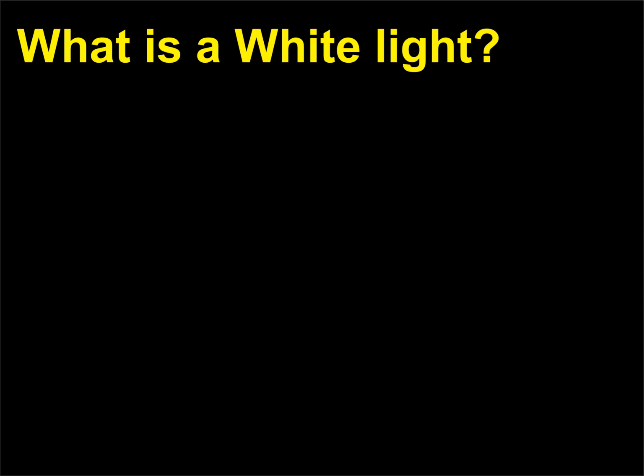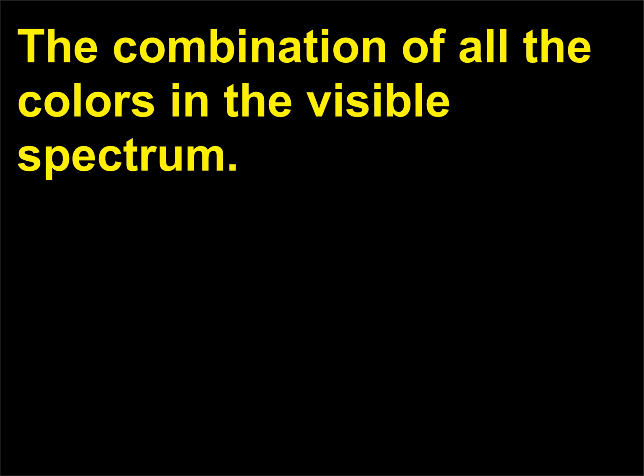What is a white light? The combination of all the colors in the visible spectrum.